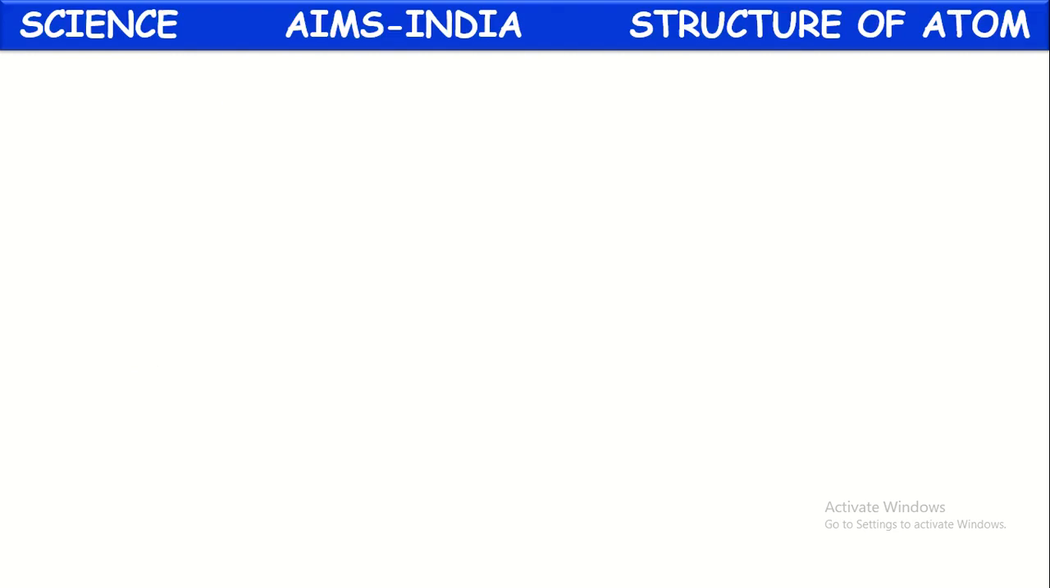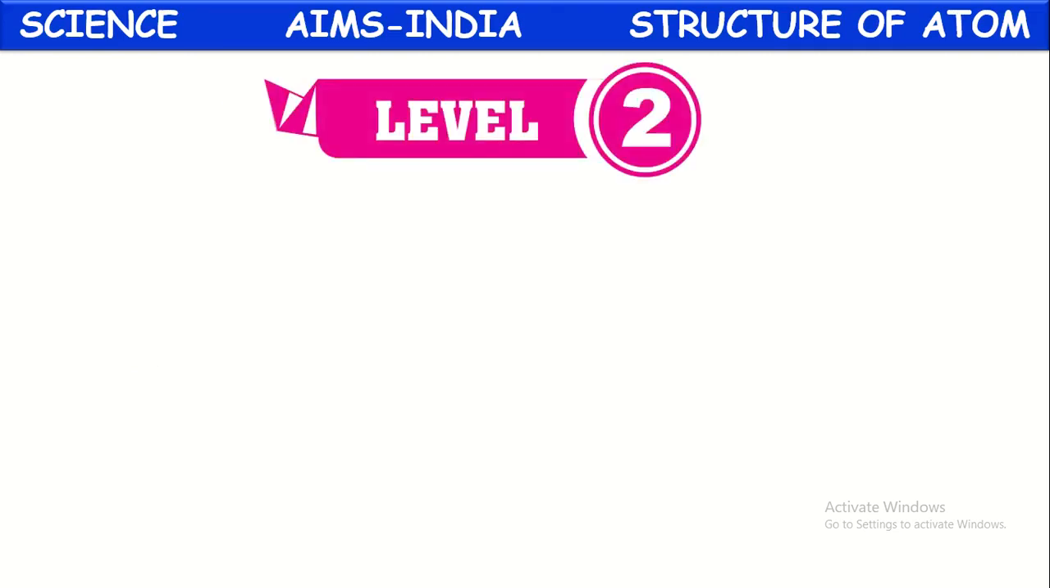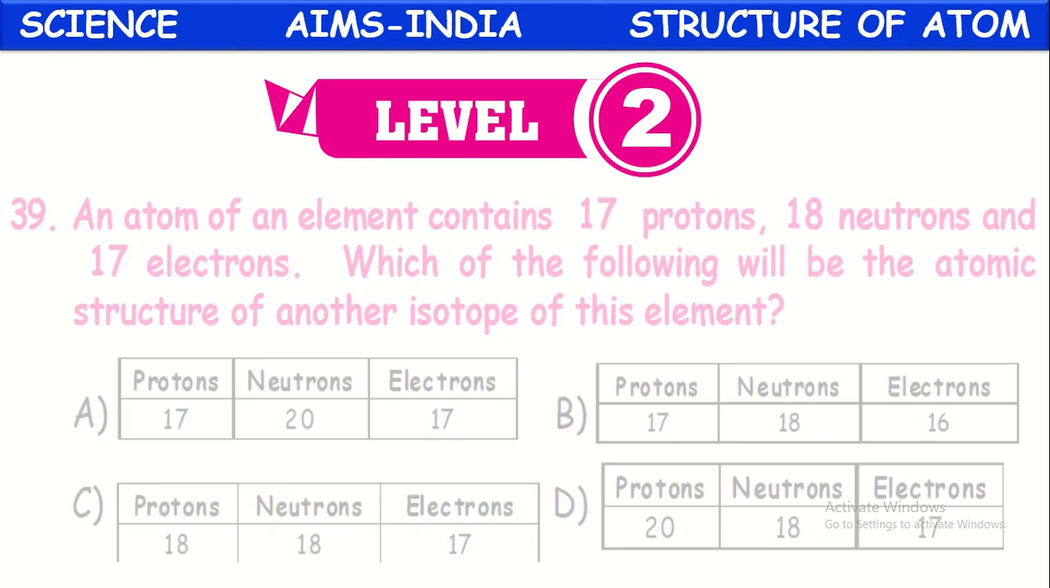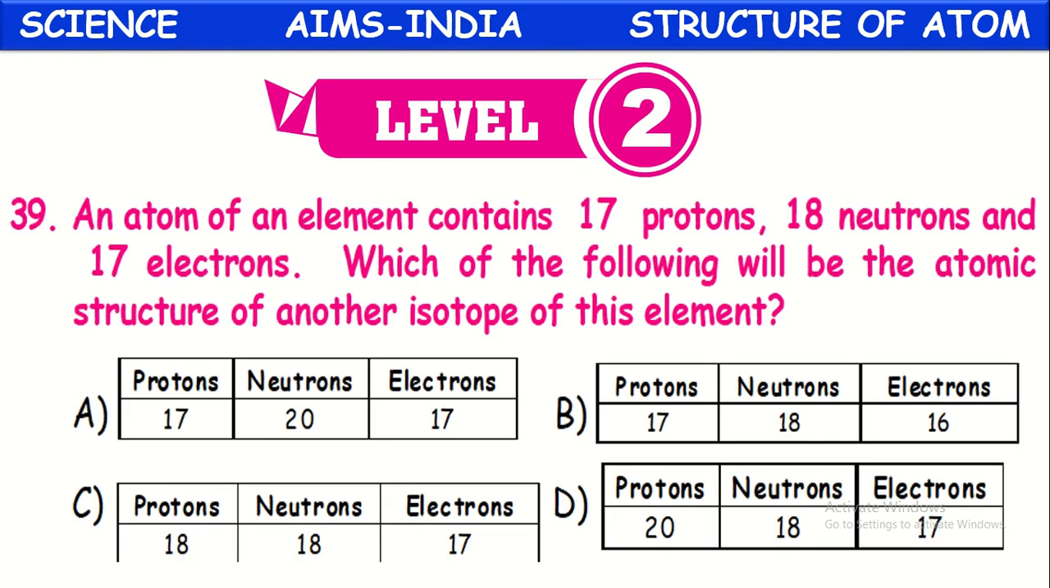Got it? Next. Now let us see the level 2 questions on this practice sheet. See the first one among those. An atom of an element contains 17 protons and 18 neutrons and 17 electrons.